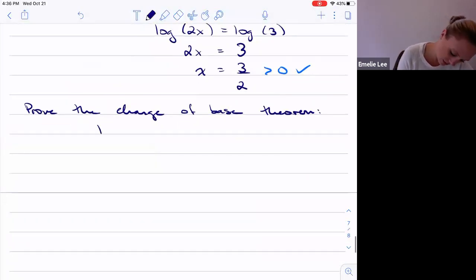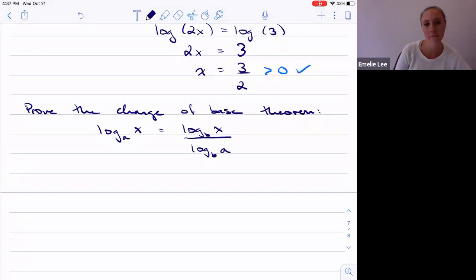which says that the log base A of x we can rewrite as the log base B of x over the log base B of A. So this is the change of base theorem, and this is what we've been using when we had to find things like the log base 2 of root 3. We just pick an easy value of B over here. As long as we're using the same one, we're okay.